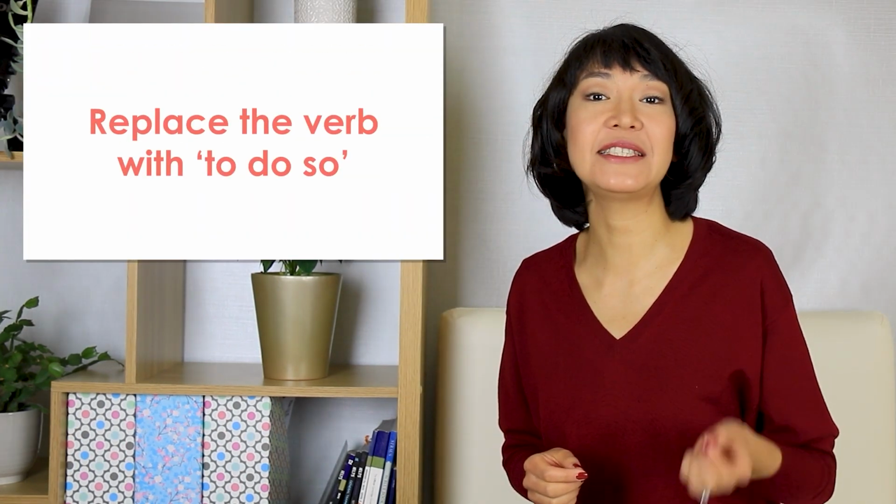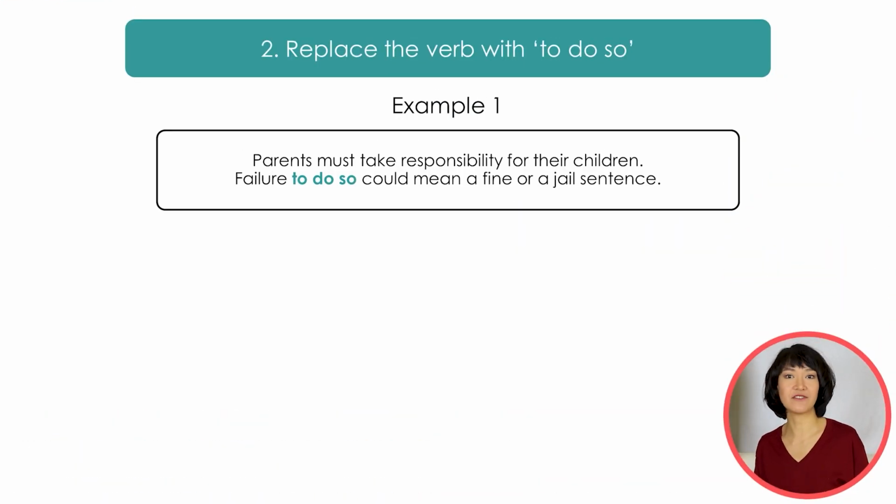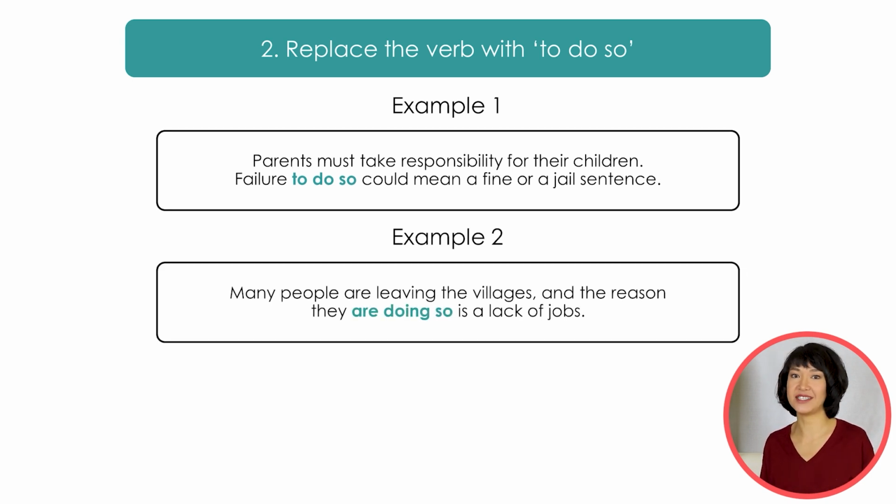Number 2, replace the verb with to do so. For instance, parents must take responsibility for their children. Failure to do so could mean a fine or a jail sentence. To do so means to take responsibility for their children. Here is another one. Many people are leaving the villages, and the reason they are doing so is a lack of jobs. In this sentence, they are doing so means they are leaving, which is the present continuous tense. So we keep the same verb tense and say the reason they are doing so.